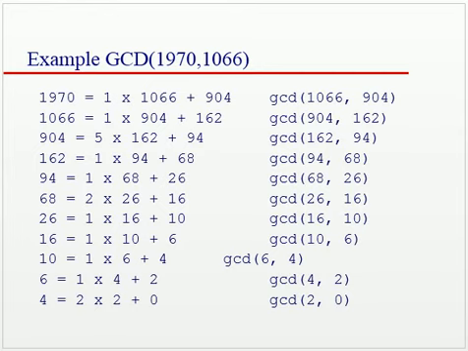Still we need to do calculation. So 6 = 1 × 4 + 2, and then 4 = 2 × 2 + 0. So now in this calculation we get remainder equal to 0, and that means 2 is the GCD of 1970 and 1066. So you can practice more examples so that you can have an idea regarding how to find the GCD of two numbers using the Euclidean algorithm.